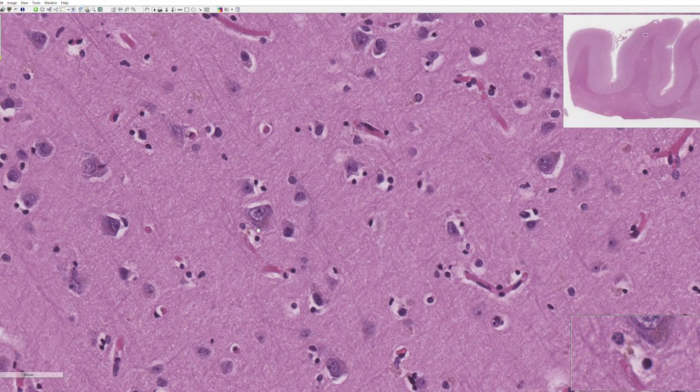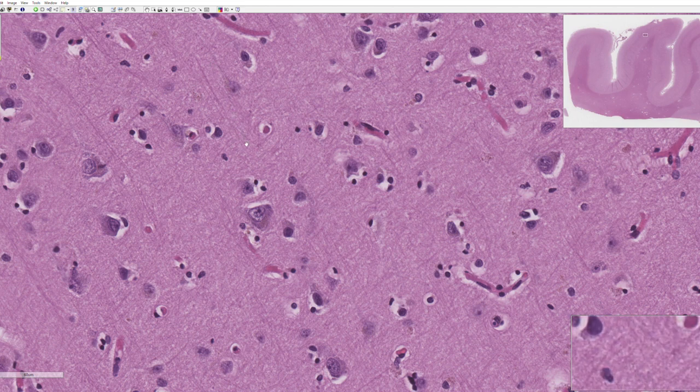for the neurons. Now you can see here, we see some processes. So this pink area, which is stained with eosin, is mostly cytoplasmic processes from the axons and dendrites of the neurons. And you can see them very, very nicely organized in many, many different directions.